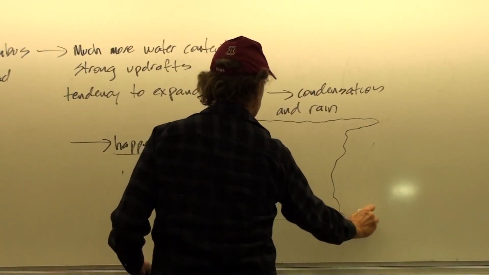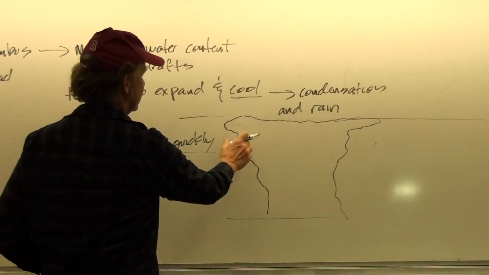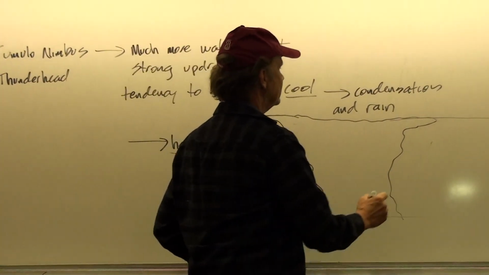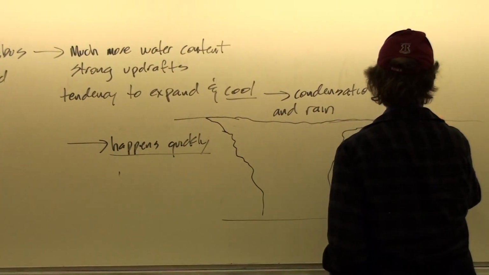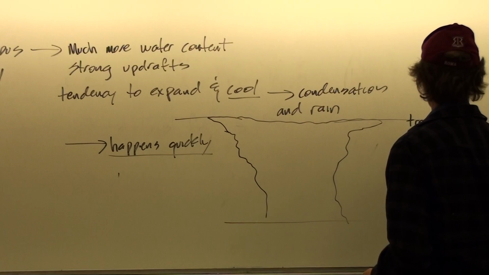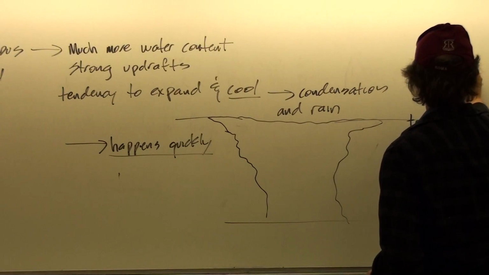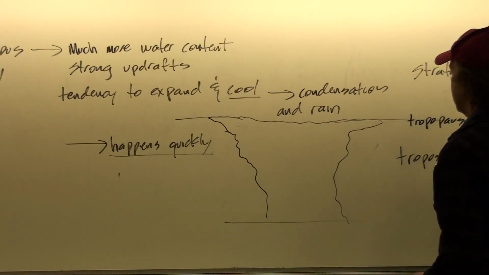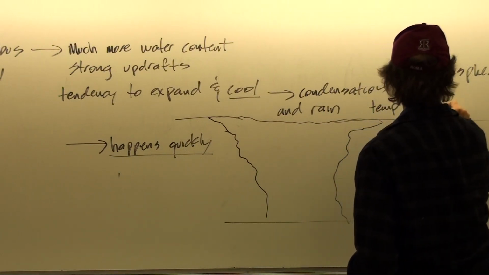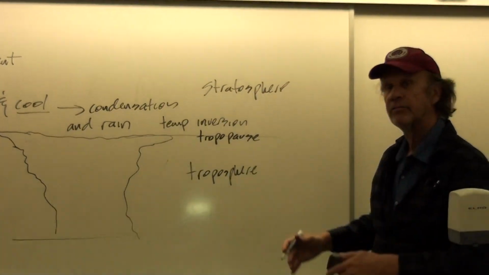And associated with that, we mentioned this before when we were first talking about the atmosphere, these things can form an anvil-shaped top. Okay? And so this then is the tropopause, which is the boundary between the troposphere and the stratosphere. We have a temperature inversion here, which we've talked about before, which blocks the upward motion of the thunderhead.